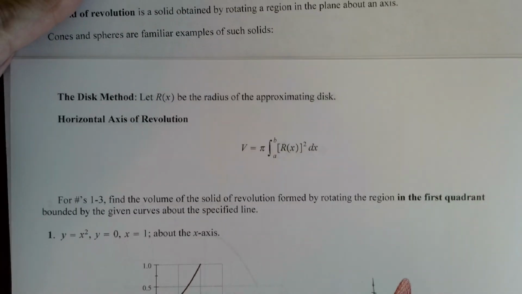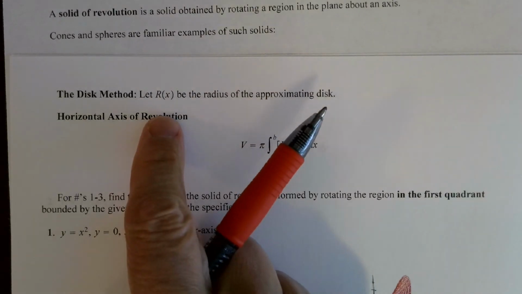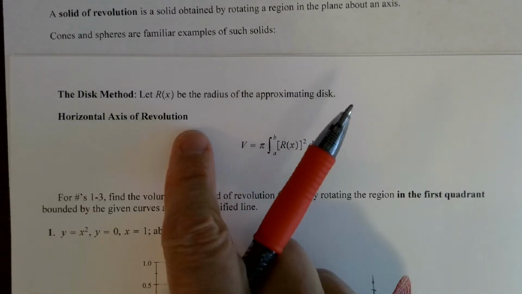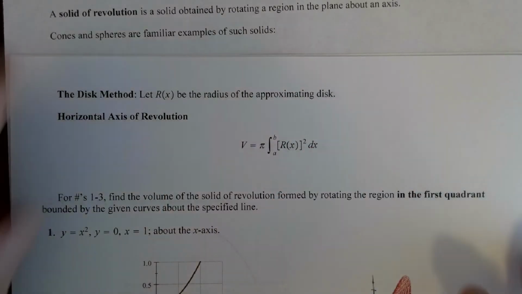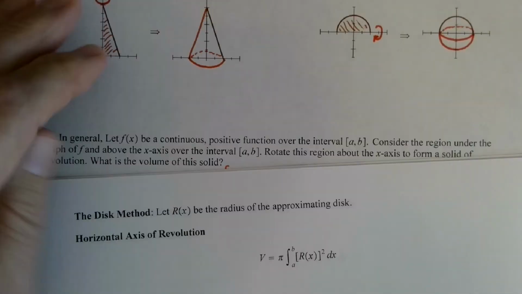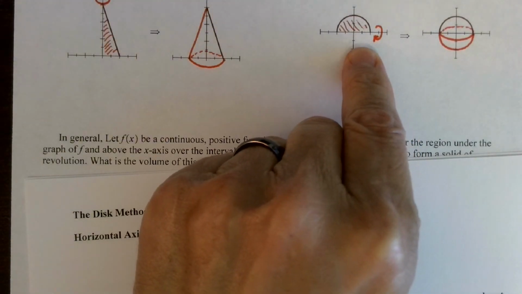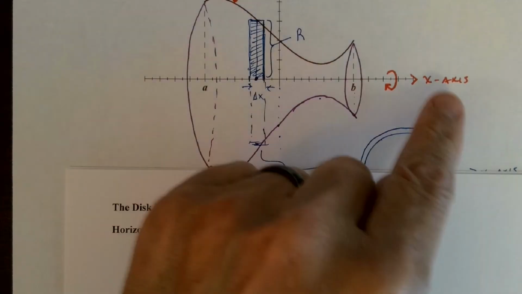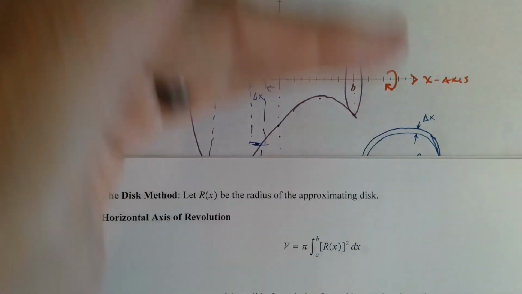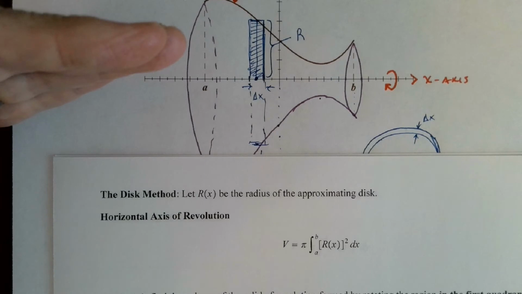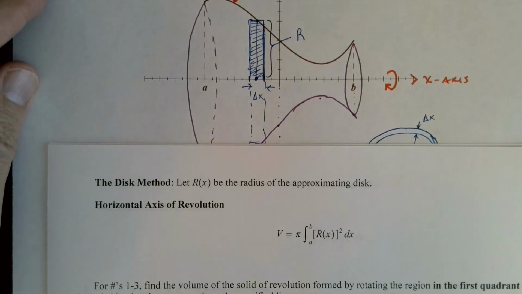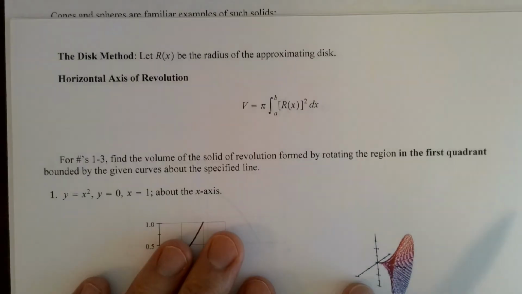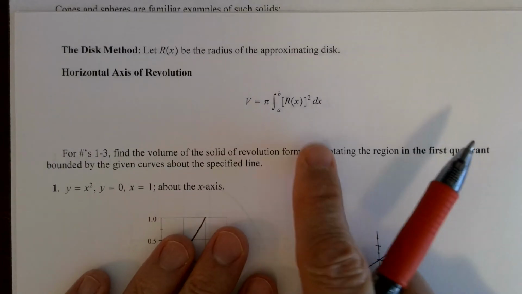And so in general, if we are talking about r of x being the radius of that approximating disk, and if we have a horizontal axis of revolution, which means we're rotating about something like we did with this semicircle to get the sphere, we rotated about the x-axis, and of course this shape we rotate about the x-axis, or any other horizontal line. It may not just be the x-axis, could be at y equal 1 or y equal 2 or something else. We'll see some modifications we can make, but for any horizontal axis of revolution, this is what we get here, which is what we just derived.